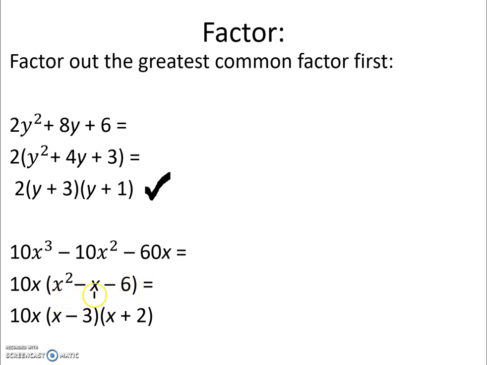Continuing to factor, we're factoring this x squared minus x minus 6, and it does factor into x and x because we know that gives us x squared. Then we're looking at factors of negative 6 that will add up to negative 1, and those are negative 3 and positive 2. So 10x cubed minus 10x squared minus 60x does factor into 10x times the quantity x minus 3 times the quantity x plus 2.